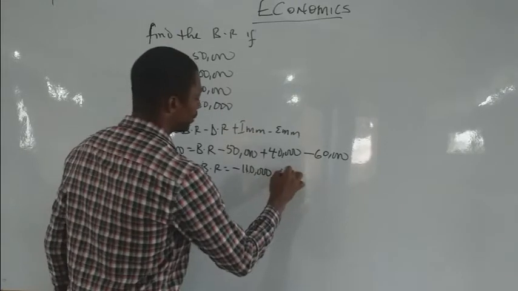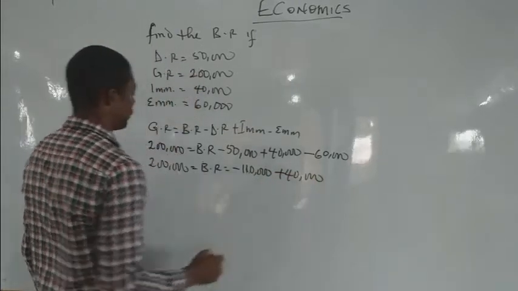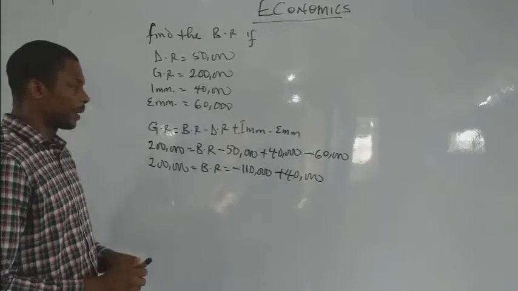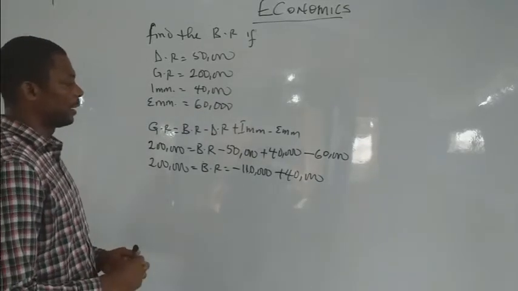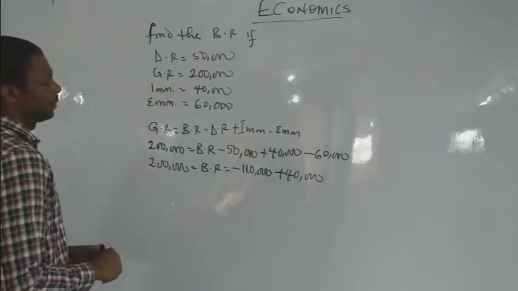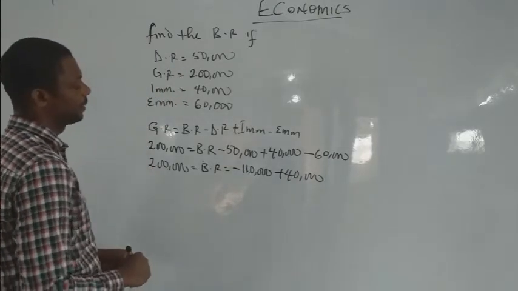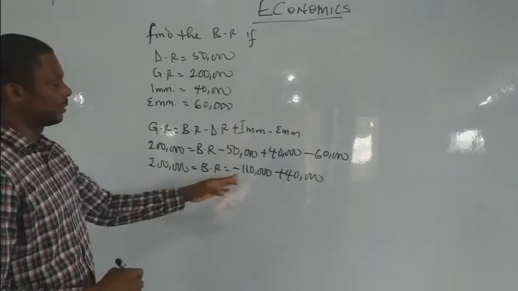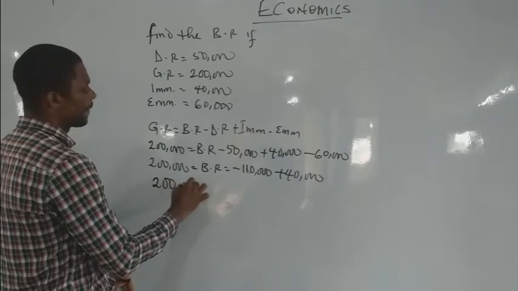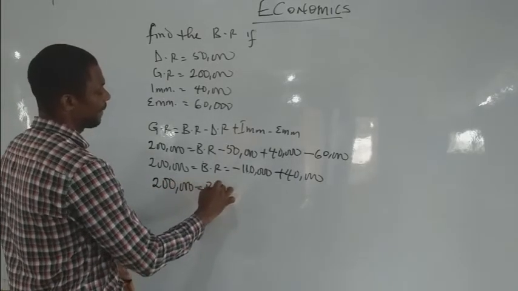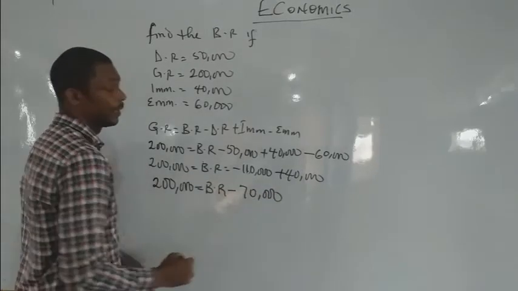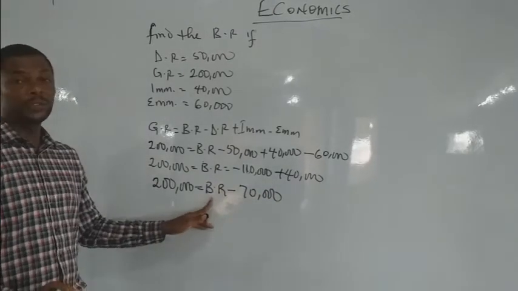Minus 110,000 plus 40,000 gives us minus 70,000. So when you subtract this, you have 200,000 equal to the birth rate minus 70,000. We are making the birth rate the subject of the formula.